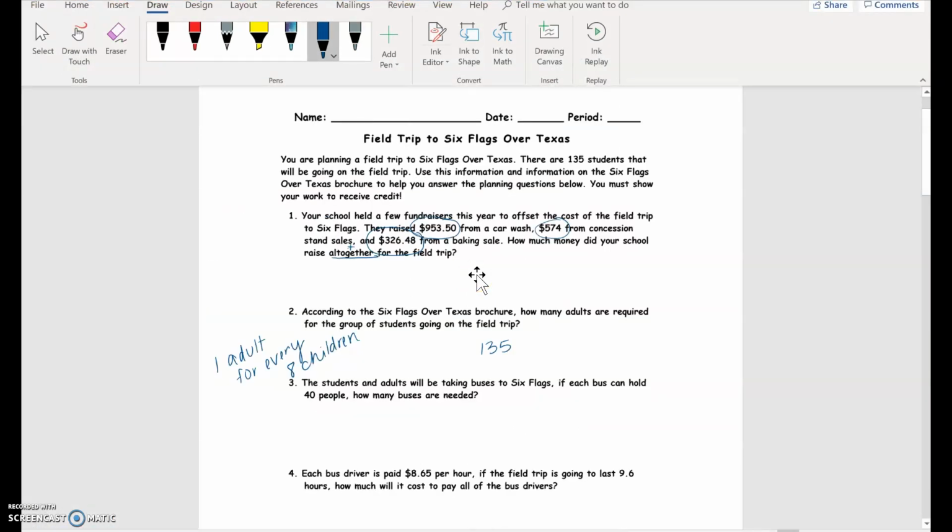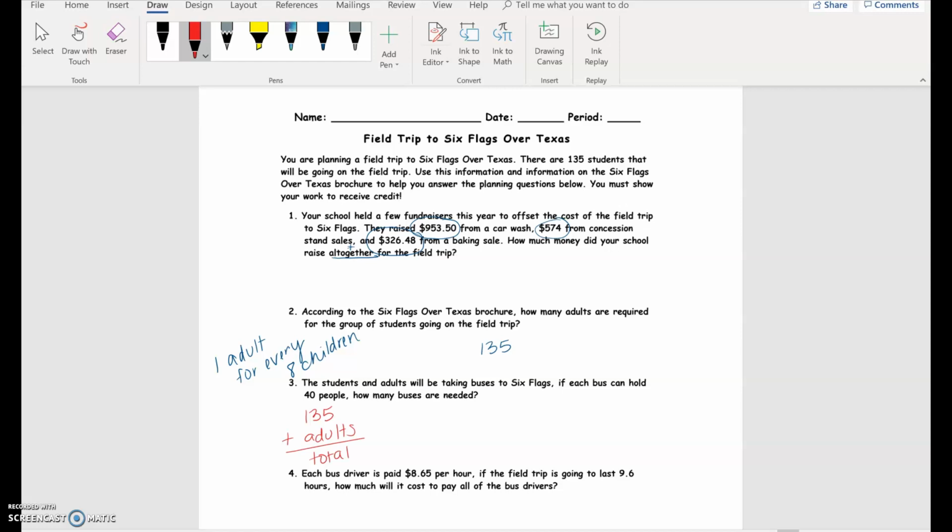So let's move on to number 3. Number 3 says the students and adults will be taking buses to Six Flags. If each bus can hold 40 people, how many buses are needed? Okay, so we're going to take that total number of students, so 135 students plus the adults, to find out how many total people will be going on the field trip.